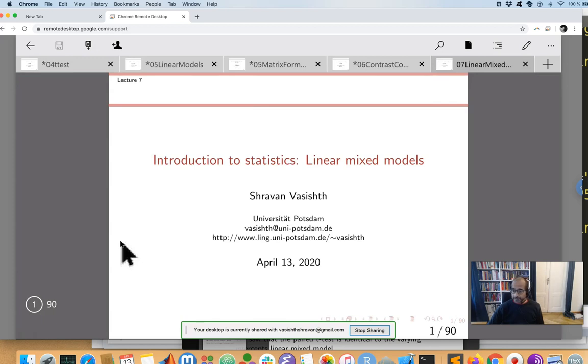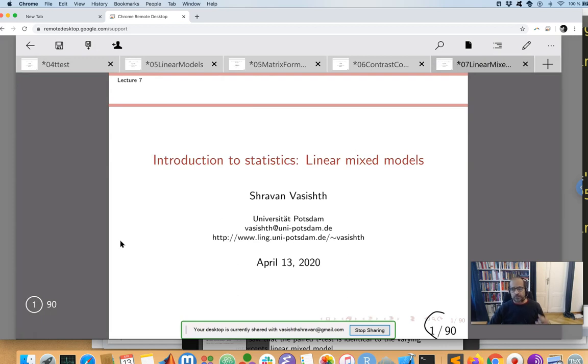We don't do repeated measures ANOVA and even t-tests anymore. In our research, we generally always turn to the linear mixed model. So it's very important to understand the machinery behind it. And this lecture, as you can see, is going to be relatively long. It's 90 slides, right?